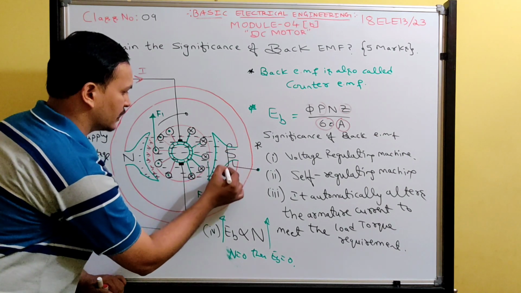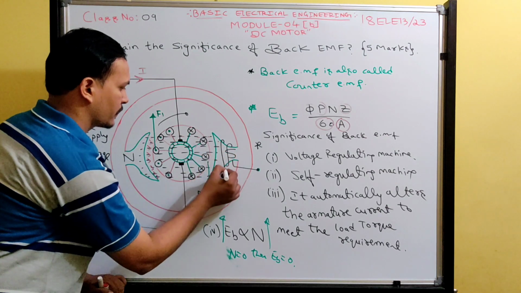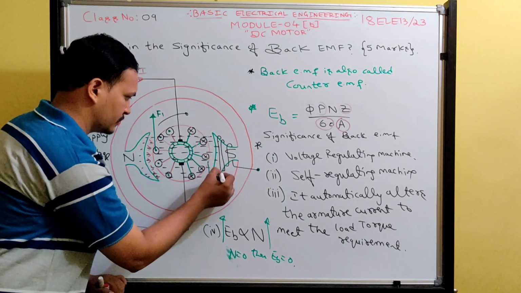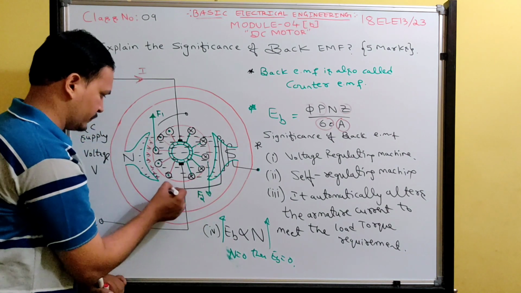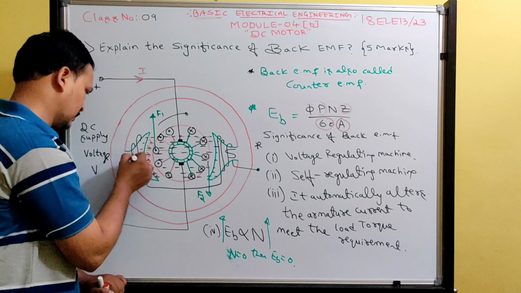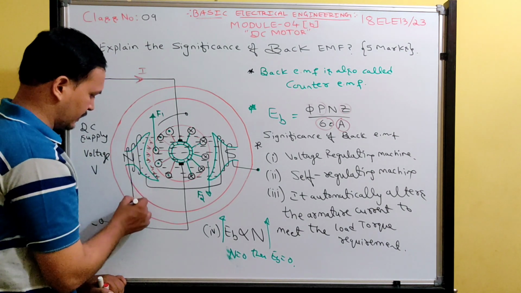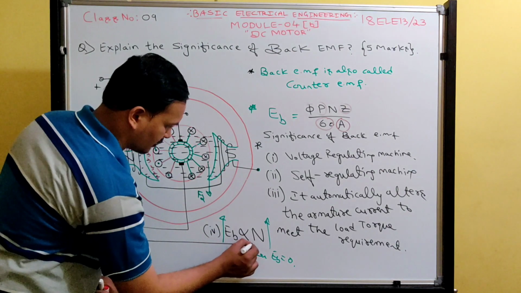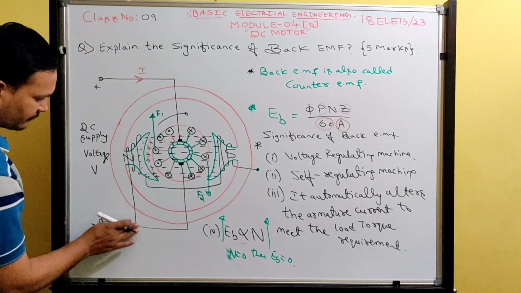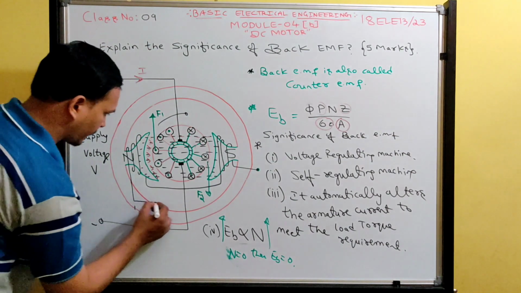So, you connect the field windings like this. Then finally, you take it outside. So instead of writing there, we can write it this side.